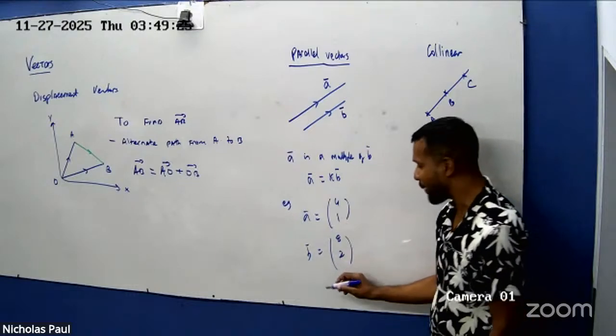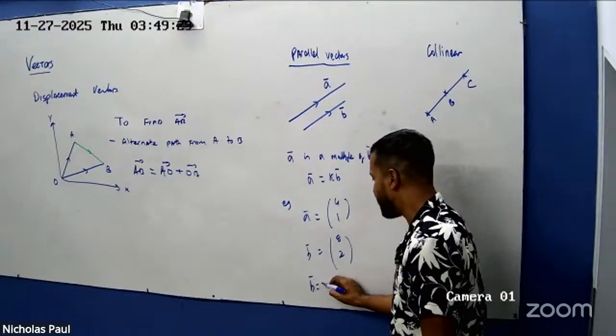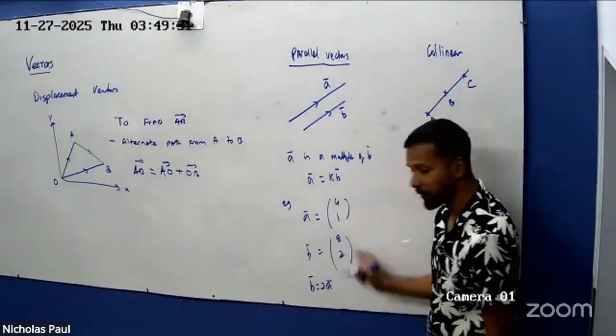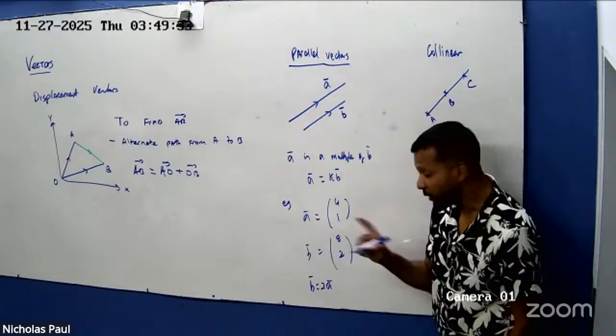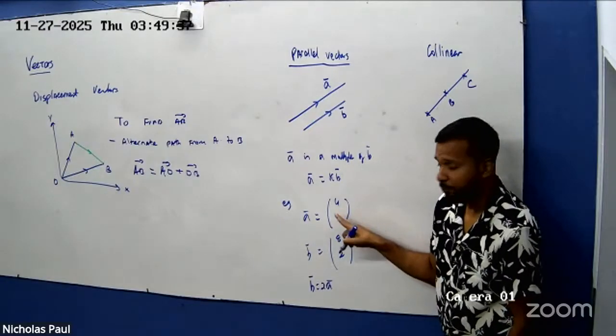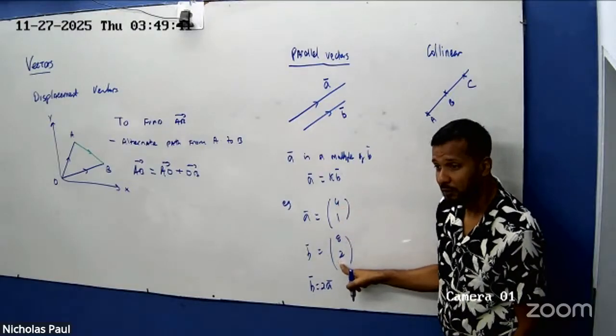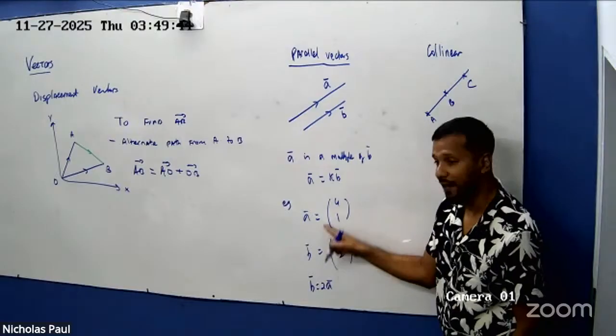Once that happens, it means that they are multiples of each other. So once you can multiply this by a single value, it can be a fraction as well, and get this vector, it means that these two vectors are parallel.